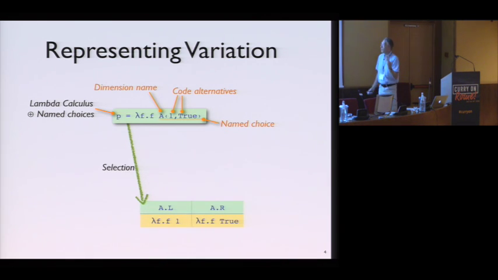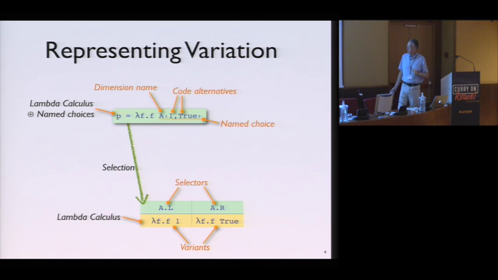Okay, so what can we do with this? Well, first of all, we can make selections. We can project onto different code alternatives. So we could select the left alternative in A. These kinds of things are called selectors, and then we get the function lambda f applied to 1. Or we can select the right code alternative, and then we get lambda f applied to true. These programs are called variants, and they are just plain lambda calculus programs, since all the variability in the variational program has been removed.